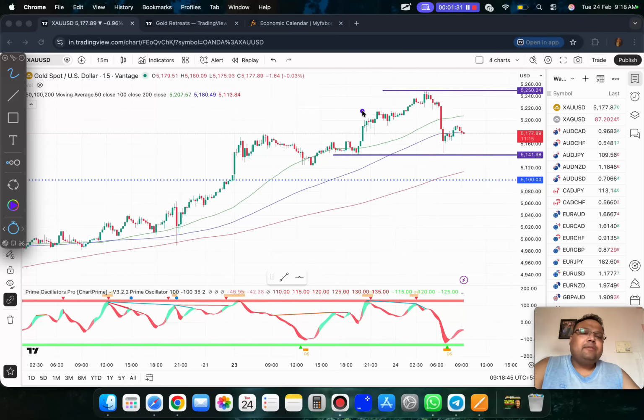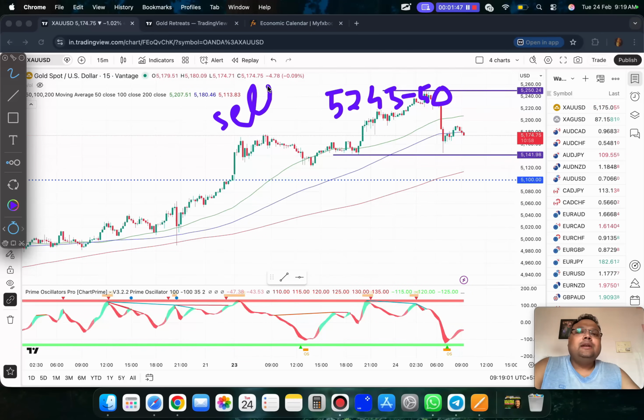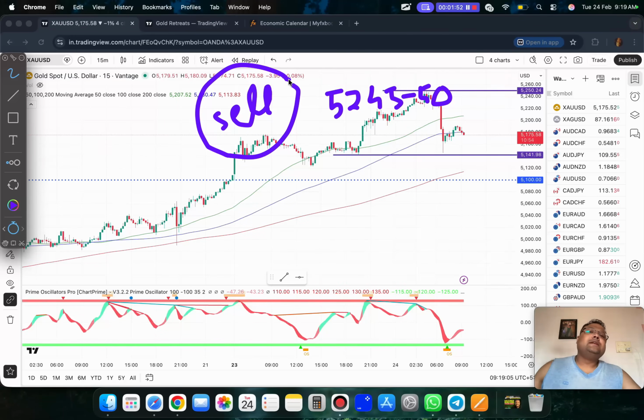But if the market gives us an opportunity, we can also look for a sell around 5250, 5245. This is a level where you can look for a sell position if you are a day trader or a scalper. Keep in mind, taking a sell position here will be going against the trend of the market.